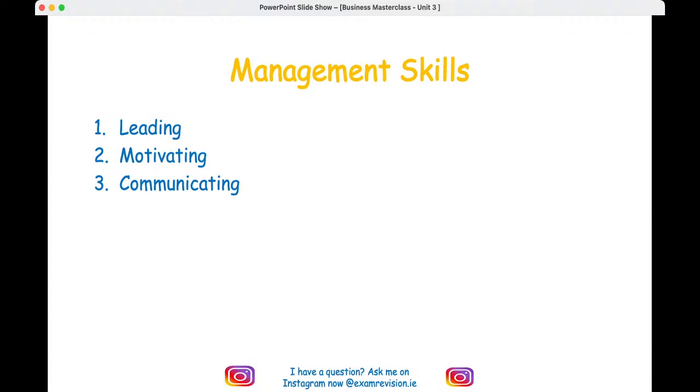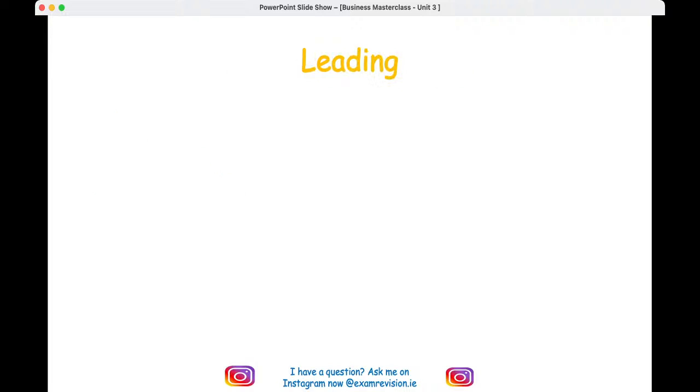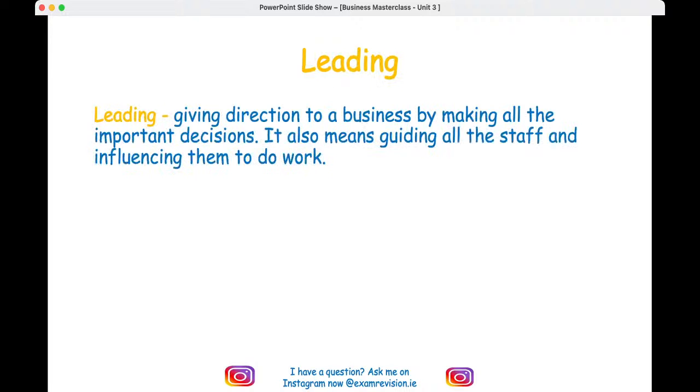Okay, so leading. What is leading? Well, it's giving direction to a business by making all important decisions. It means guiding all staff and influencing them to carry out the work. And how can you lead staff?